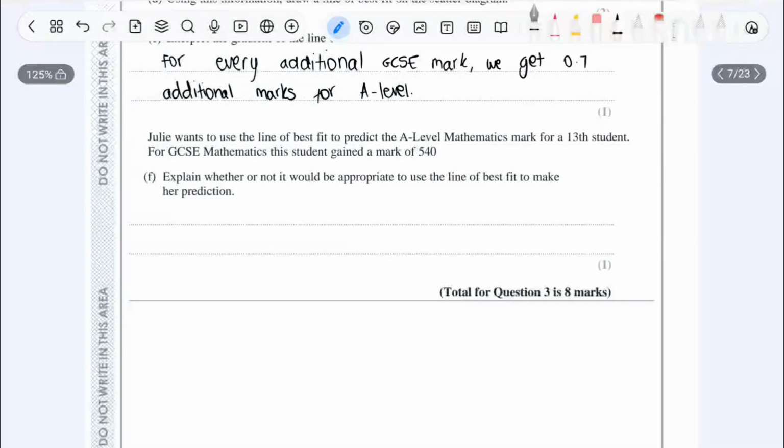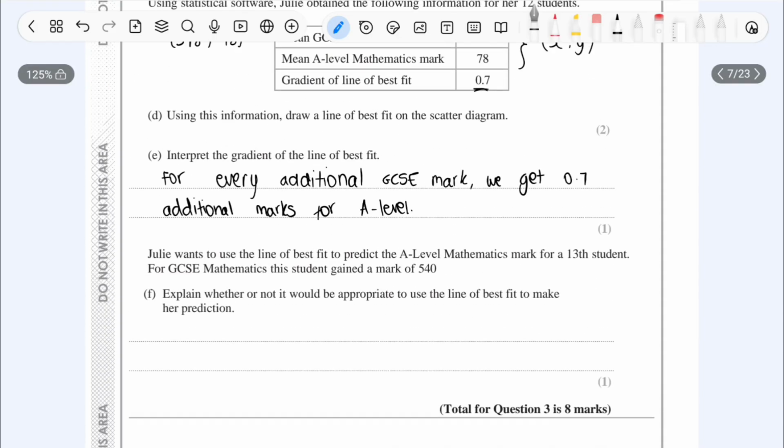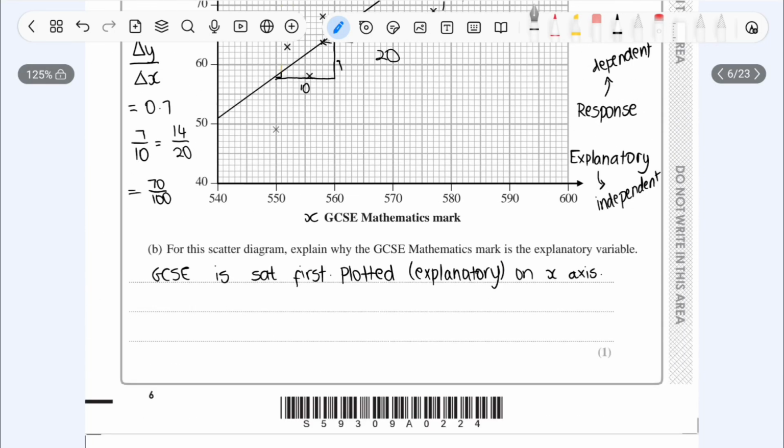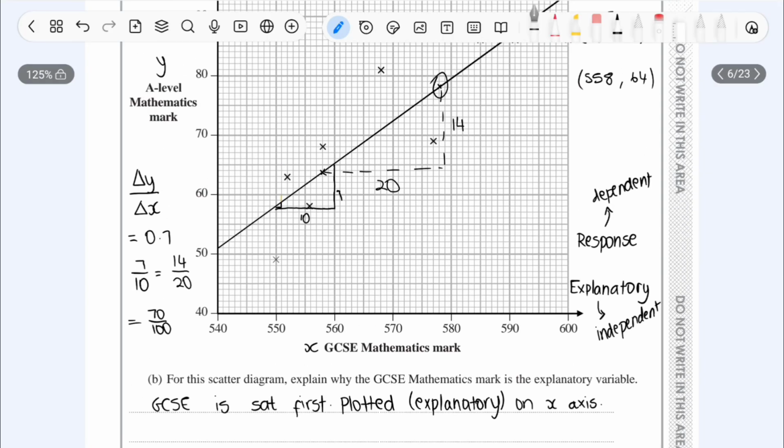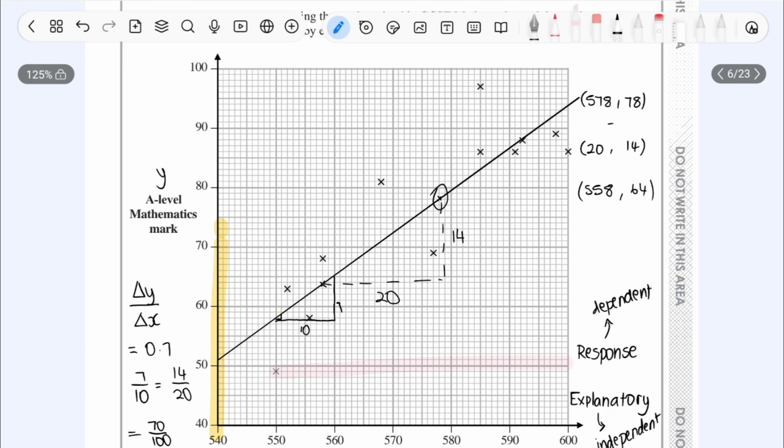Julie wants to use the line of best fit to predict the A-level maths mark for a 13th student. For GCSE maths, this student gained a mark of 540. Explain whether or not it would be appropriate to use a line of best fit to make a prediction. Well, let's see. The 13th student got a mark of 540. 540 lies on this X line. Now, as you can see, that is outside the data range, and the data range, as we can see, was everything from this X point all the way to this X point, because the most outer values are this one and this one in terms of X.